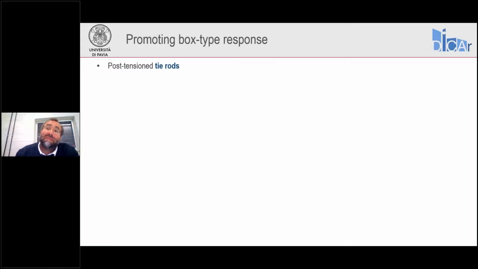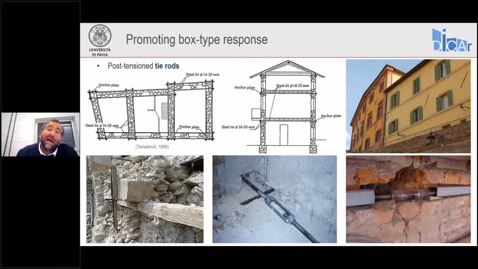If we need something more than improved intersections between walls, then we may add tie rods that are usually post-tensioned. That is, they're inserted, they're applied, and then they are pulled, reacting against a bearing plate on the walls, and then they are left in place with some tension inside. By doing this, we are basically pre-stressing, with the post-tensioning technique, the spandrels of the building. You see here a figure with a possible layout of tie rods.